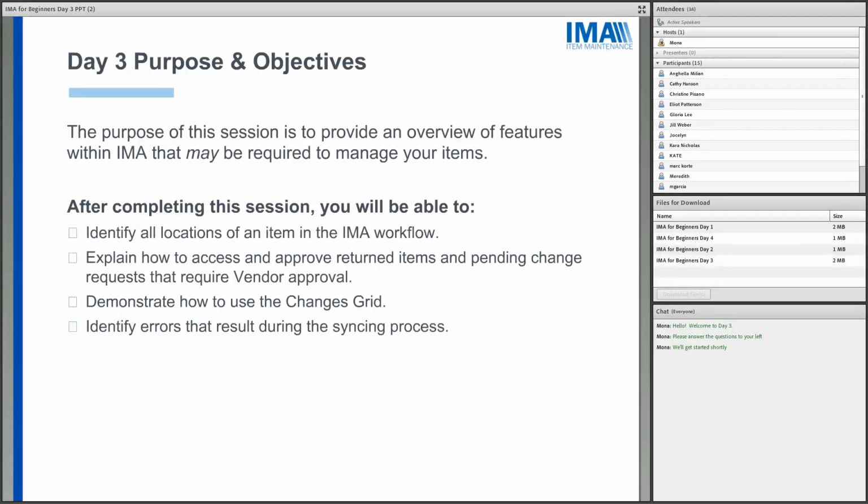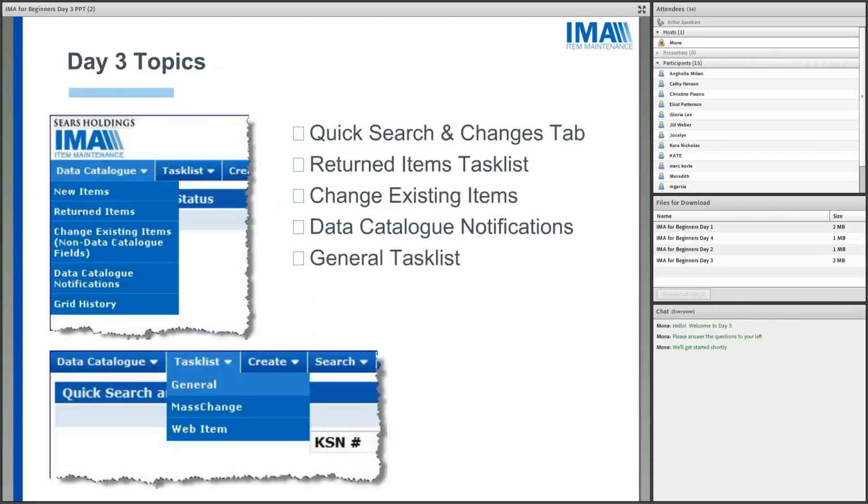So the purpose of today's session is to provide an overview of features within IMA that may be required to manage your items. After completing this session, you will be able to identify all locations of an item in the IMA workflow, explain how to access and approve returned items and pending change requests that require vendor approval, demonstrate how to use changes grid, and identify errors that result during the syncing process.